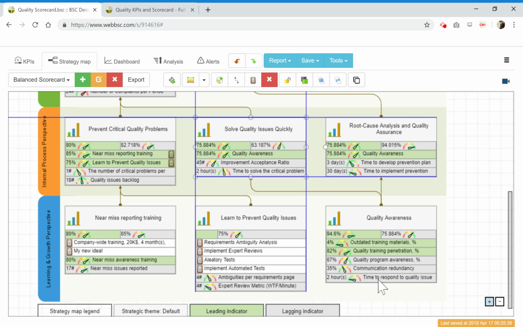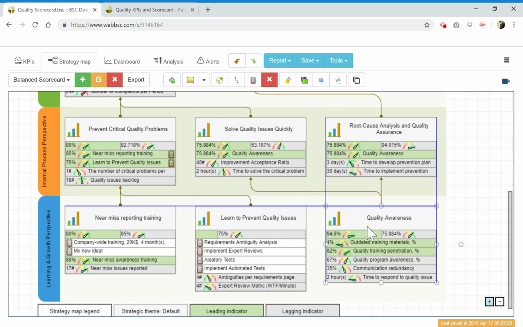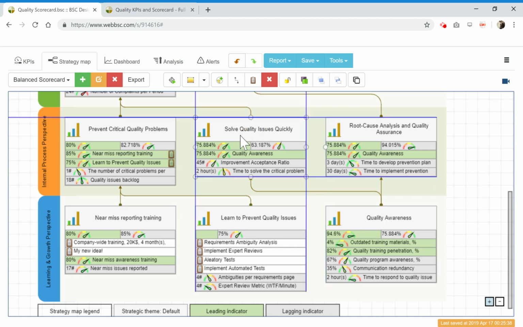Again, I have aligned this indicator with a goal in the learning and growth perspective for one simple reason. It's not about fixing your problem. It's not about your engineering skills. It's about your cultural skills. It's about the way you communicate with your customers, about the way you deal with quality situations. So it's an indicator for aligning with this quality awareness goal. Okay, so quality awareness contributes as a leading factor to this goal, solve quality issues quickly.